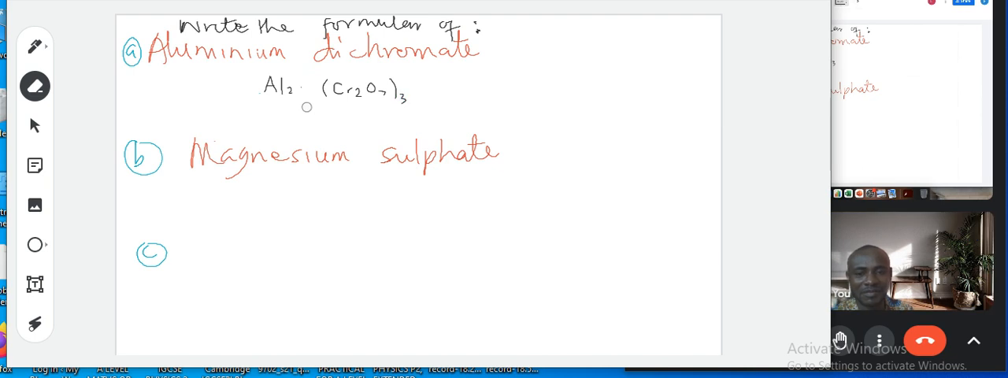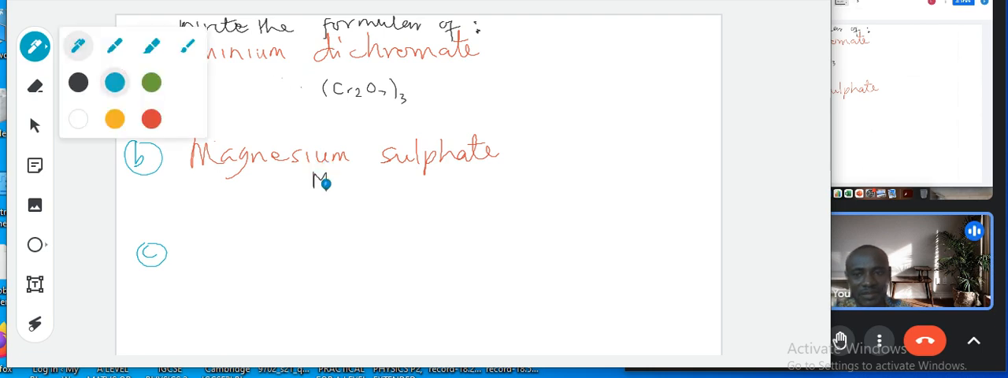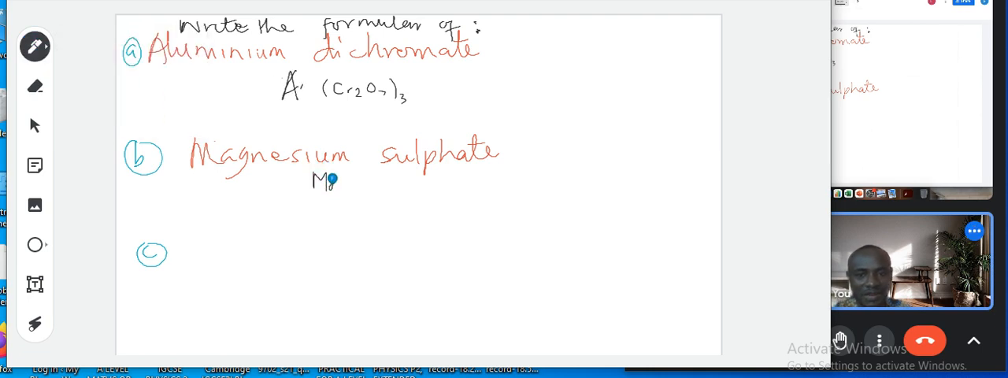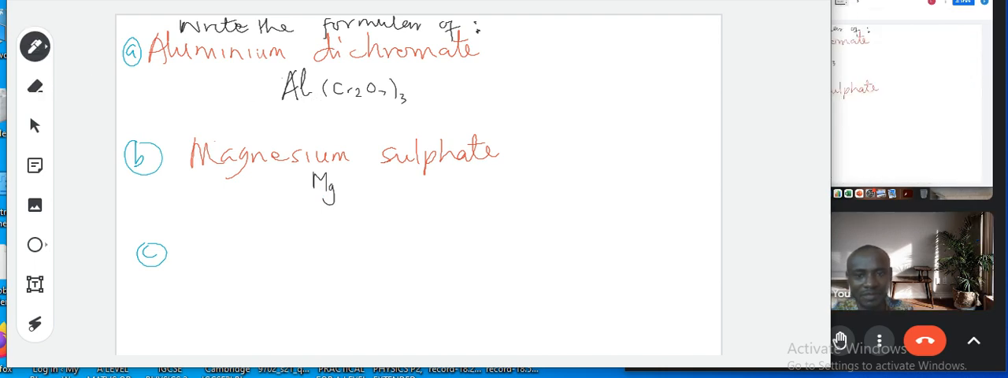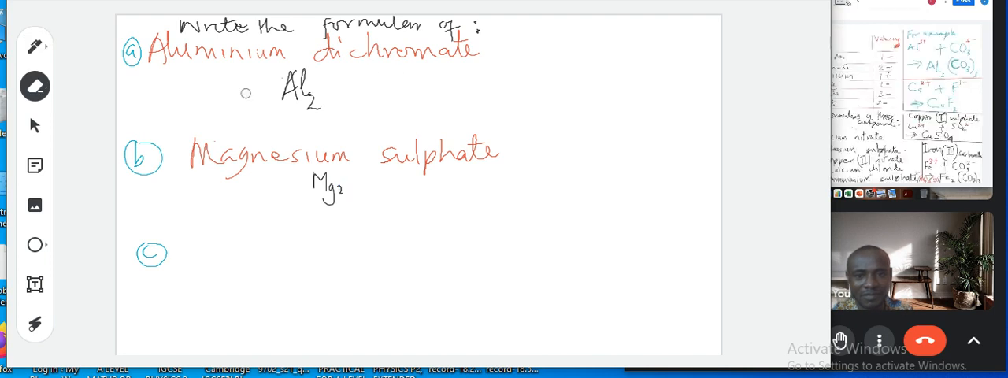Magnesium sulfate, it would be. Okay, so what you wrote here is Al3. Let me just make it better. Al3, Al2 rather. Yeah. And sulfate is SO.